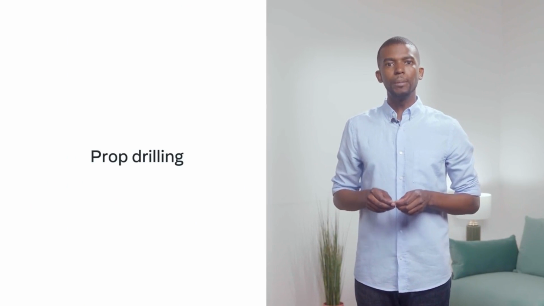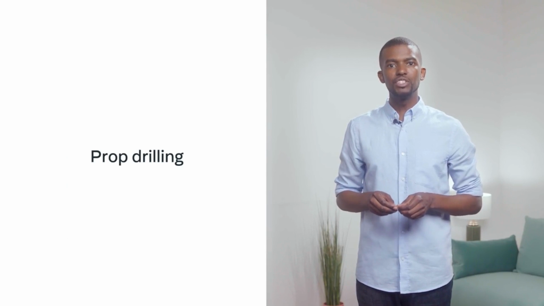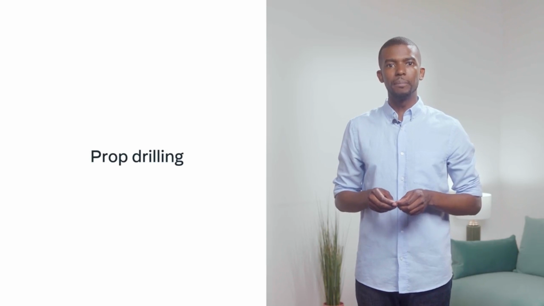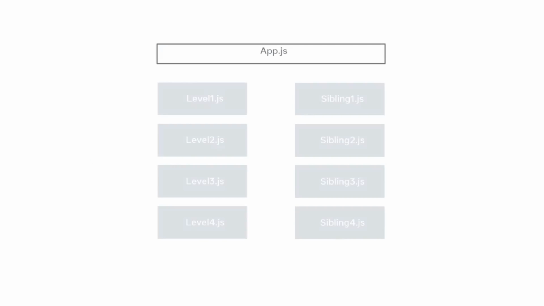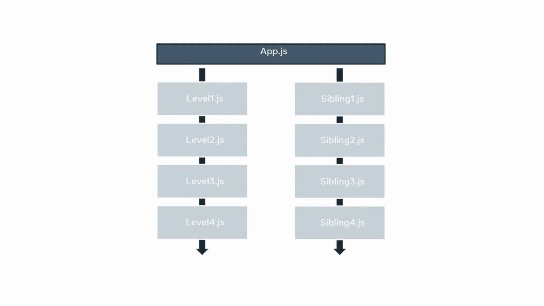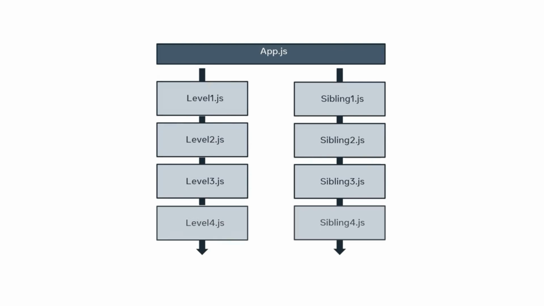Prop drilling is a commonly used term to describe having to pass state through props in several layers of components, from the parent to the child to that child's child, and so on. Note that if the source data changes, you will have to transfer those changes across the entire prop drilled structure. This complicates things because state updates go to all the child components and their siblings, which then need to be updated to reflect this state change.